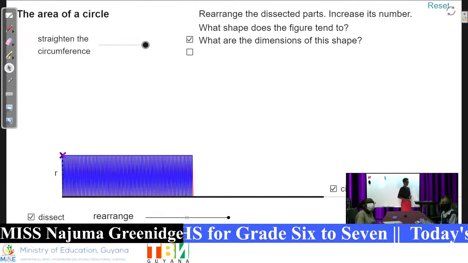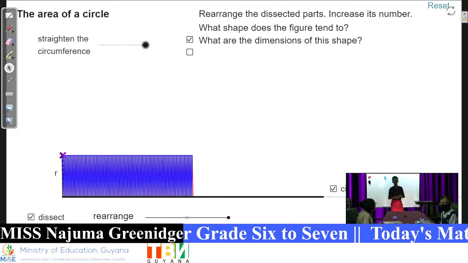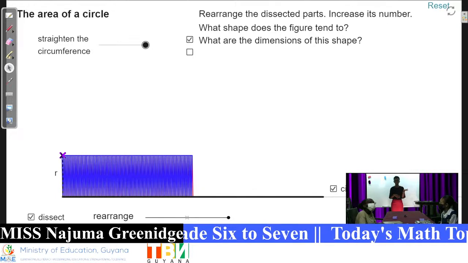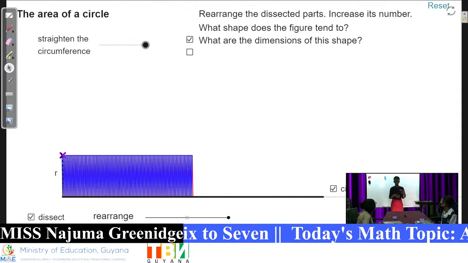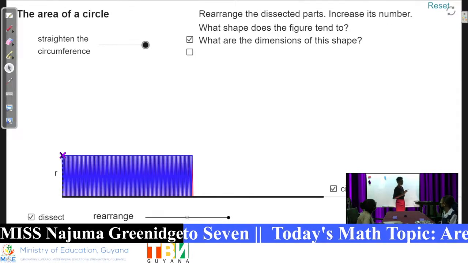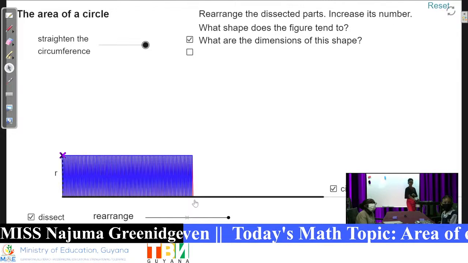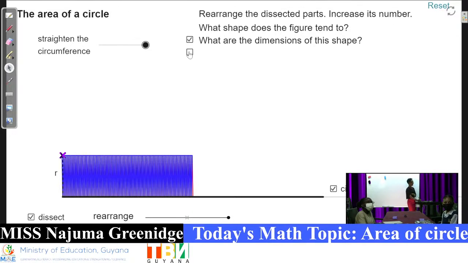Alright, so what are the dimensions of the shape that we spoke about just now? So we have r as being the height of the rectangle, right? And then from here to here, representing half of the circumference. Think you follow? Yeah. Next question.